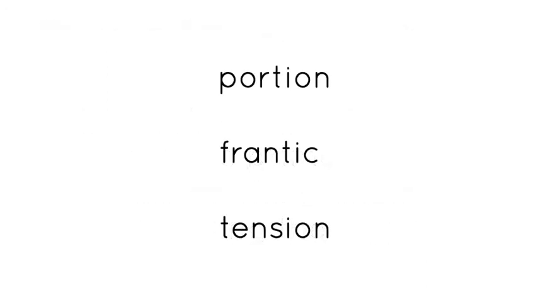So let's look at 3 examples. The first is the word portion. If we break this out into 2 syllables, because we're hearing 2 different vowel sounds, the accented syllable is the first syllable, pour. Same with frantic. Again, we're hearing that accent in that first syllable. And last but not least, tension. We're hearing that accent in that first syllable. Within all of these, we are hearing in that ION and the IC either the schwa sound or the short I sound.